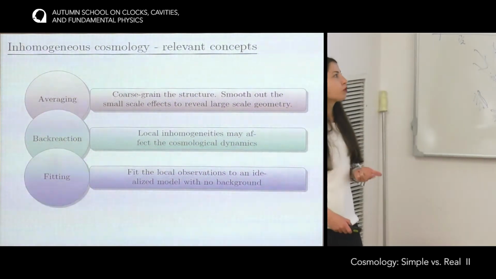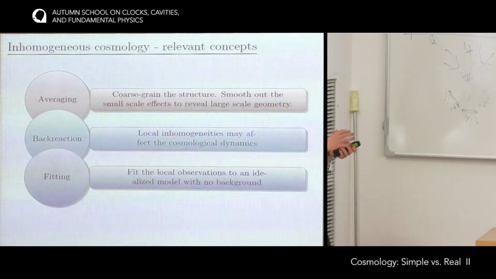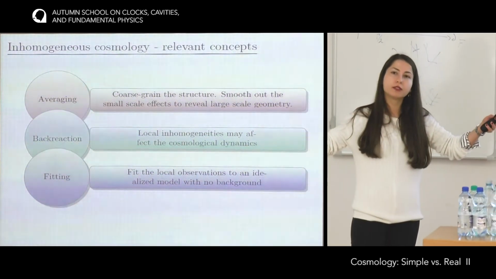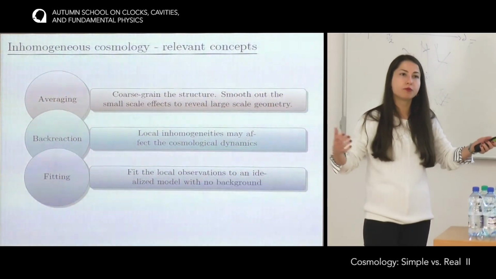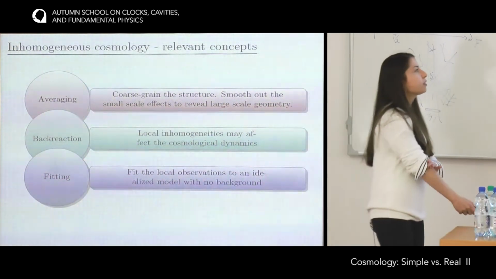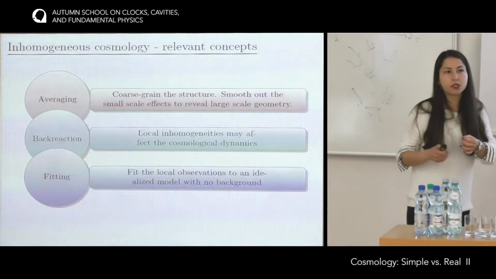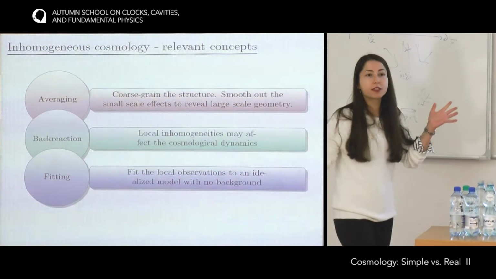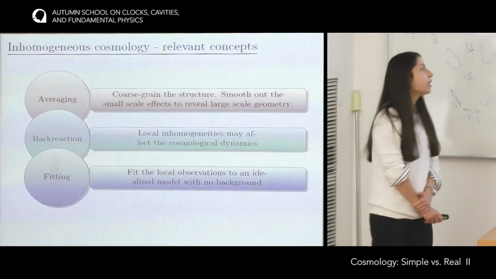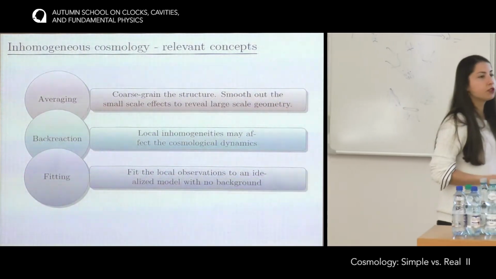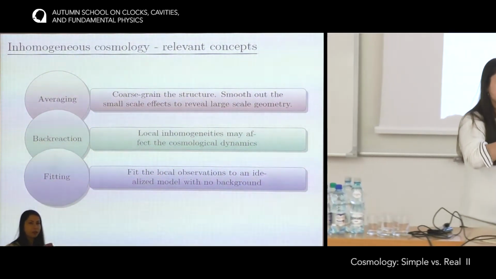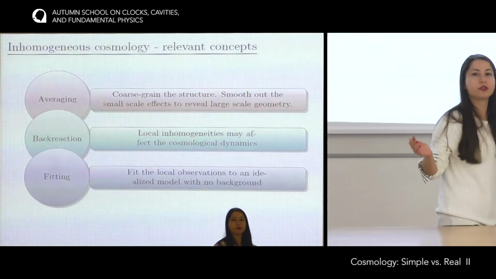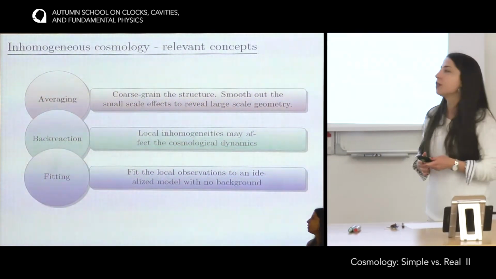So averaging is about coarse graining, how you smooth out the small scale effects so that you define the large scale structure of the universe in a proper manner. Back reaction is about how the local inhomogeneities, the stuff going on in your local neighborhood, may affect the cosmological dynamics. And fitting is how you fit the data from your observations in your local neighborhood to an average geometry or an average distribution, because you smooth out stuff, right?